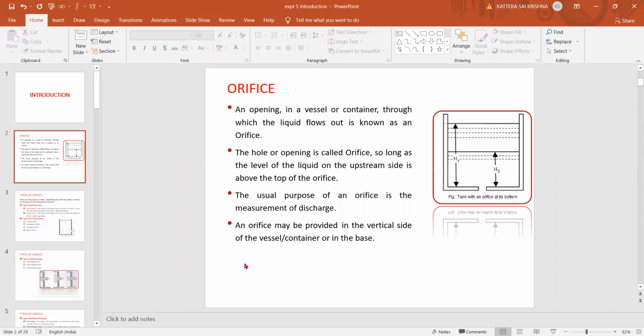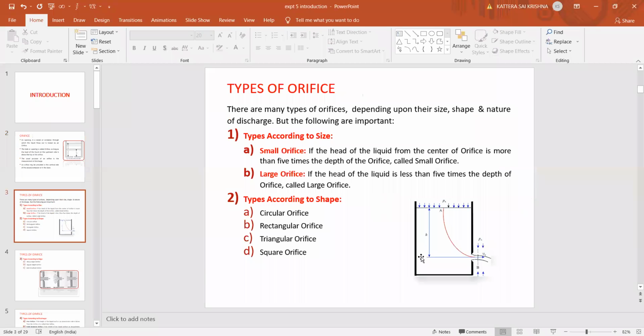The orifice may be provided in the vertical side of the vessel or on the base of the vessel. This diagram shows an orifice which is kept at the bottom of the tank. Similarly, for some vessels or containers, the orifice can be placed at the vertical side of the tank. In the next image, you can see this is a tank which contains water, and this is the orifice which is kept here.